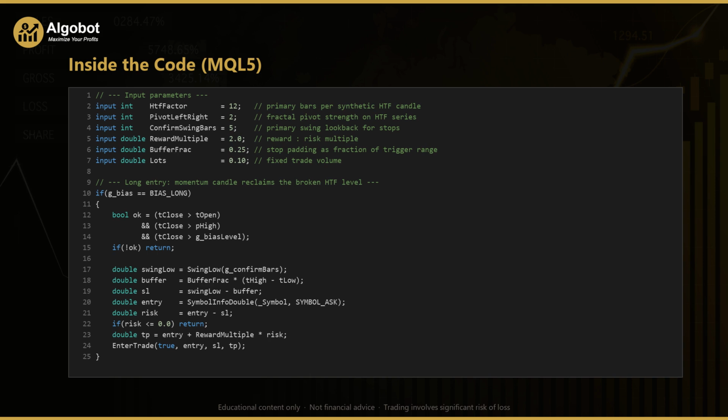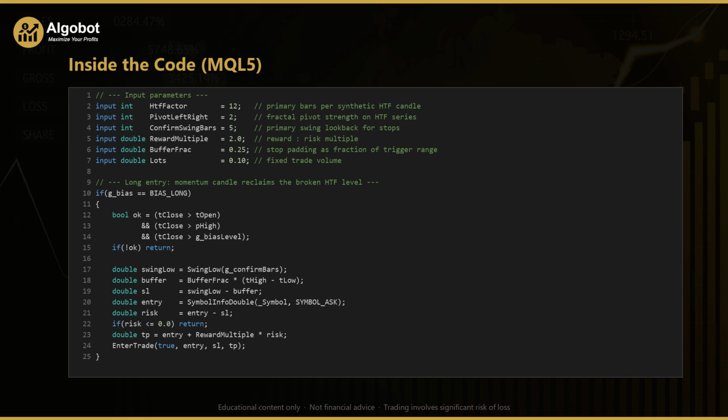When the bias is long, the code reads the trigger candle's open, high, low, and close, along with the previous candle's high. The condition block checks three things together: that the close is above the open, that the close is above the prior high, and that the close is above the stored bias level. If any one of those fails, the function simply returns and no trade is taken.